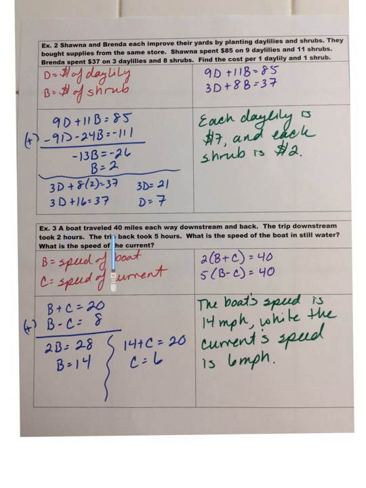Okay. So a boat traveled 40 miles each way, downstream and back. The trip downstream took 2 hours. The trip back took 5 hours. What is the speed of the boat in still water? What is the speed of the current? So those two questions give us our variables. So I chose B as the speed of the boat. C is the speed of the current.